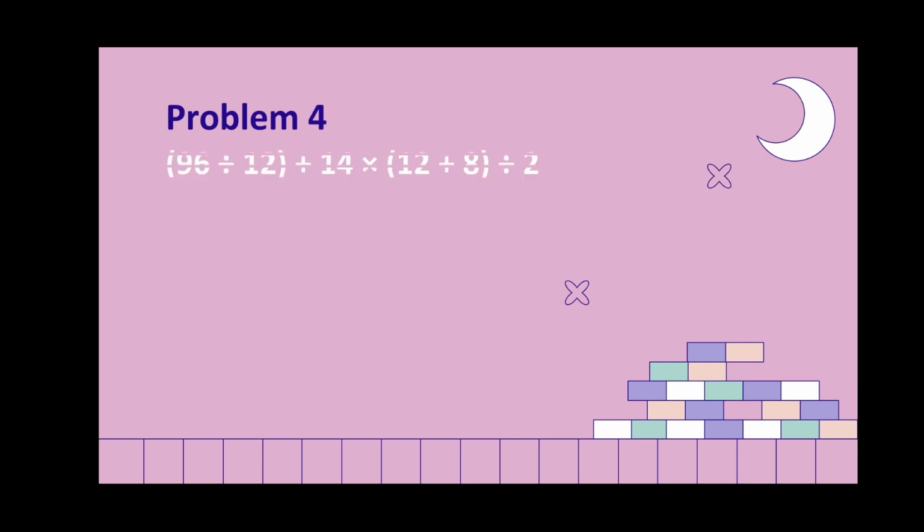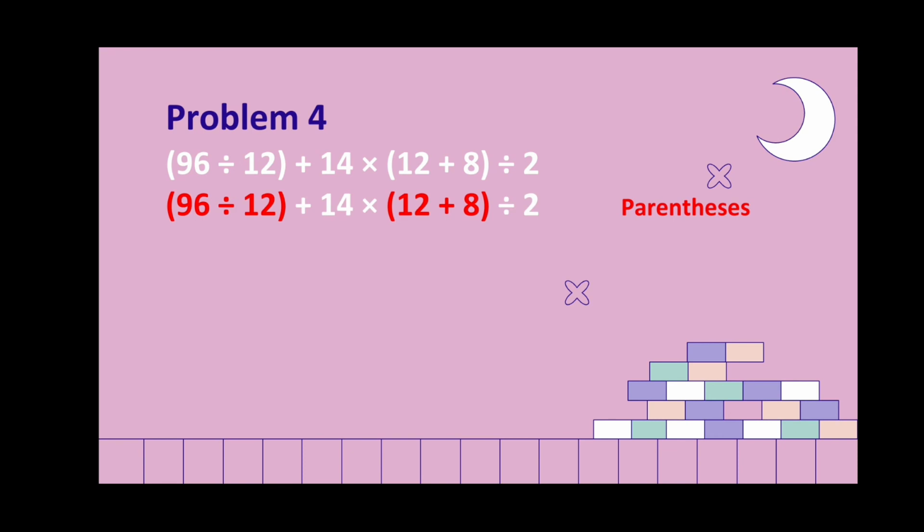Next, open parenthesis 96 divided by 12 close plus 14 times open parenthesis 12 plus 8 close divided by 2. So as you can see, dalawa ang given na may parenthesis. So pwede natin silang isolve ng sabay. Okay? So pareho natin isosolve yan, 96 divided by 12 and 12 plus 8. Okay, so equals 8, and then yung isa, yung 12 plus 8 equals 20.